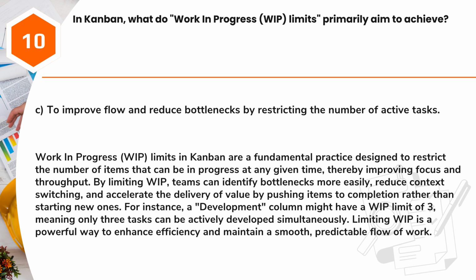For instance, a development column might have a WIP limit of 3, meaning only 3 tasks can be actively developed simultaneously. Limiting WIP is a powerful way to enhance efficiency and maintain a smooth, predictable flow of work.